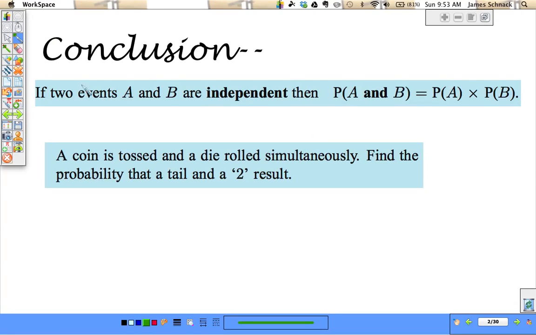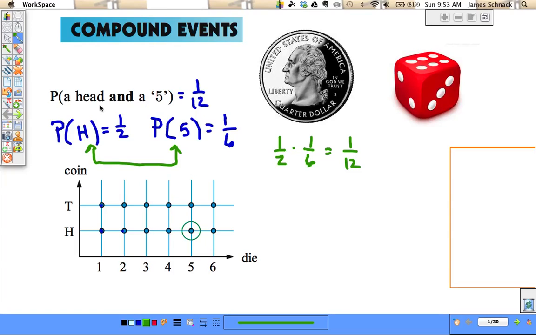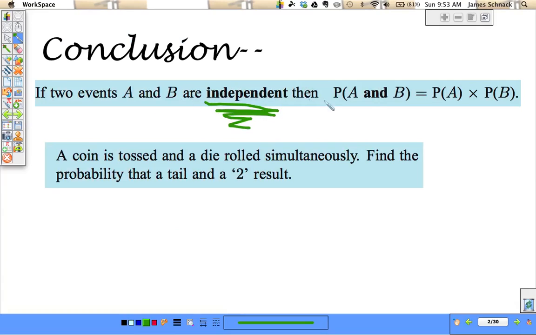Conclusion for us. If two events are independent, meaning one has no bearing on the other. So in this example, flipping a coin doesn't affect the probability of me getting a 5 on this die. The two events are completely unrelated to each other. So if they're independent, the probability of getting A on the first event and B on the second, we take the probability of A times the probability of B.